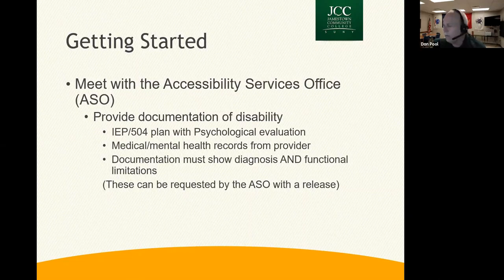Now, if you don't have these documents, don't panic. You can come into the Accessibility Services office, sign a release, and we can request those documents. Of course, if you have them handy and you bring them to our first appointment where we get acquainted and figure out what accommodations will help remove your barriers, it makes things go a little bit quicker. But if you don't have them, no worries at all. We can ask for that documentation and get it from your provider or your high school.